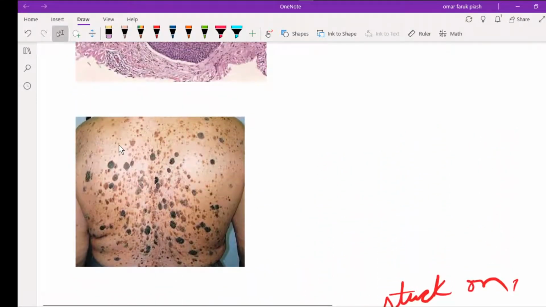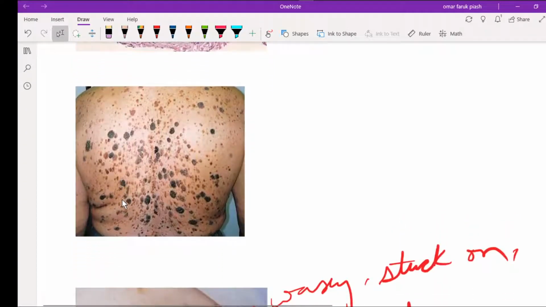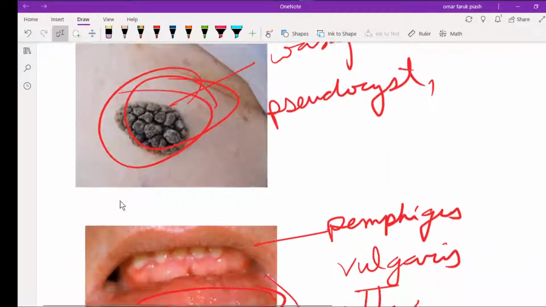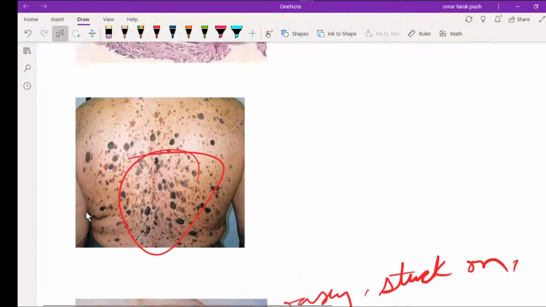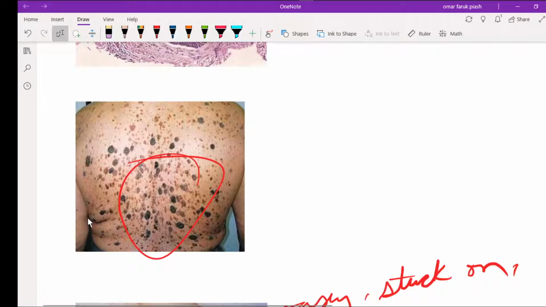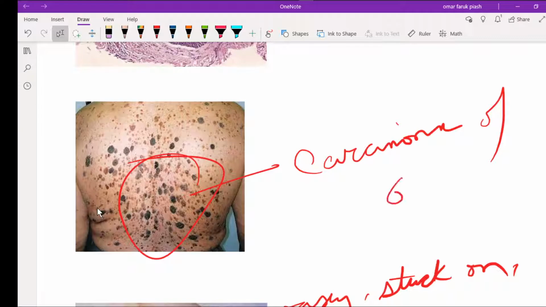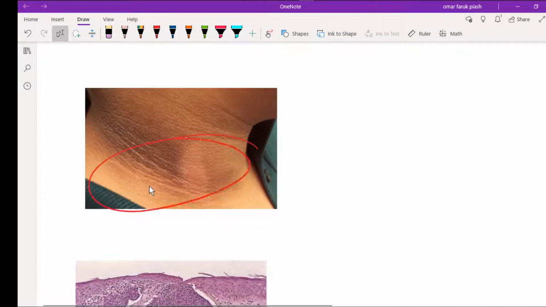This is the picture of the Leser-Trélat sign. If you get multiple seborrheic keratoses, that means the Leser-Trélat sign, which is sudden onset of multiple seborrheic keratoses. And if you get this type of feature, you have to look for underlying carcinoma of the GI tract.